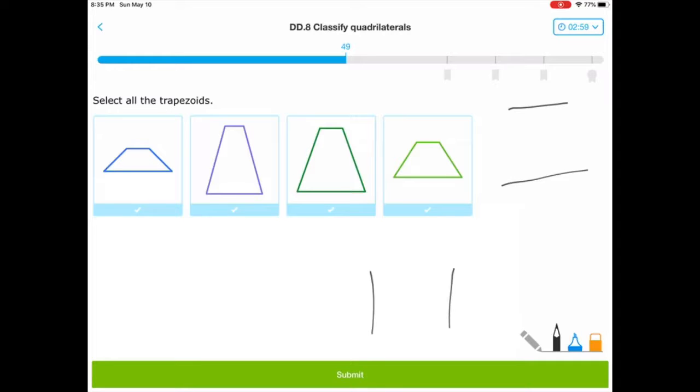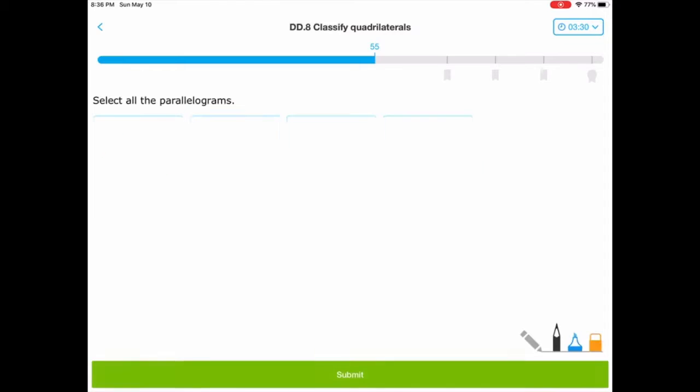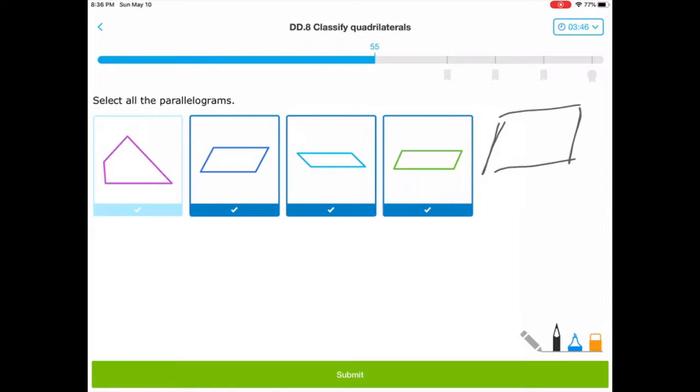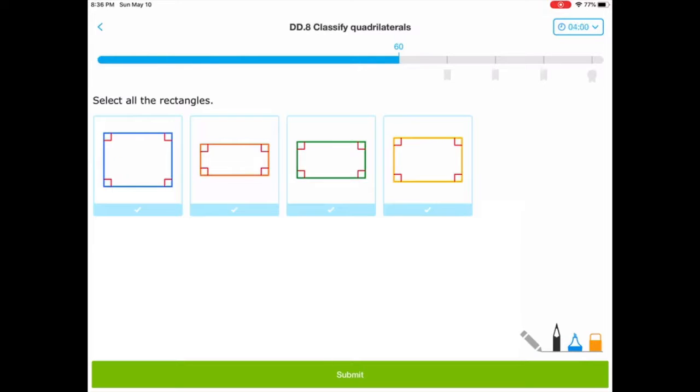Trapezoids. Remember, one set of parallel lines. Looks like all of these might work. Let's take a look here and try it. Next one, we have parallelograms. Remember, parallelograms, we had one set of parallel lines there, another set of parallel lines here. So I'm thinking this one looks like a parallelogram, this one does, and this one. These are not exactly parallel. We got one going here, one going off to the side here. Not really parallel. Good.